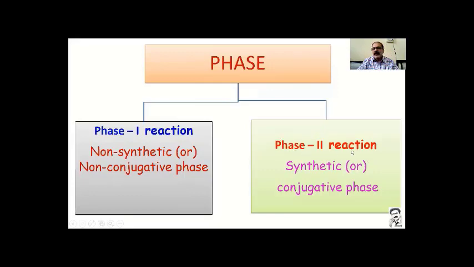Whereas phase 2 reactions are synthetic, that means new products are generated, and conjugative means something else is added from outside. This attachment is generally considered phase 2. So try to remember like this. In phase 1 only simple modifications will be done, and in phase 2 something else will be attached. So that is called the conjugated phase or synthetic phase.